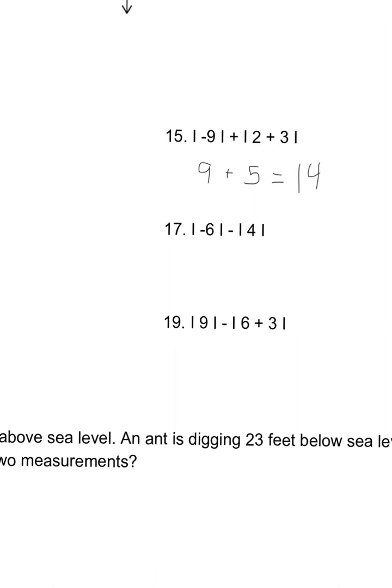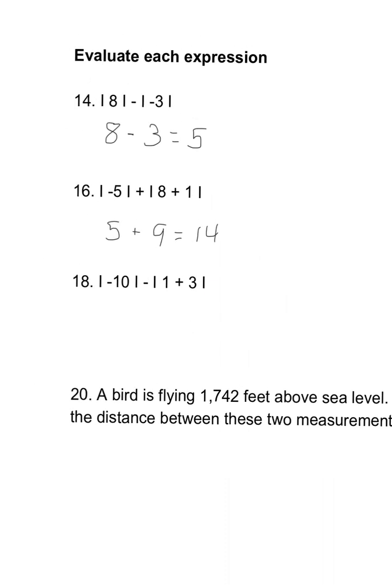Number 17, the absolute value of negative 6 is 6, minus the absolute value of 4, which is 4, gives us 2. Number 18, the absolute value of negative 10 is 10, minus the absolute value of 1 plus 3, which is 4. 10 minus 4 is 6.